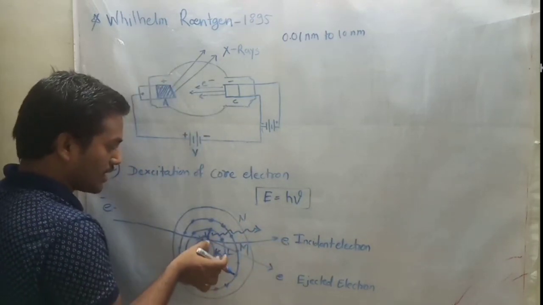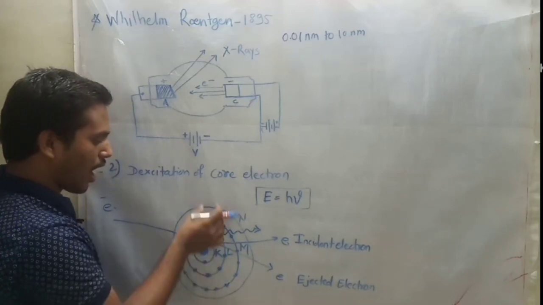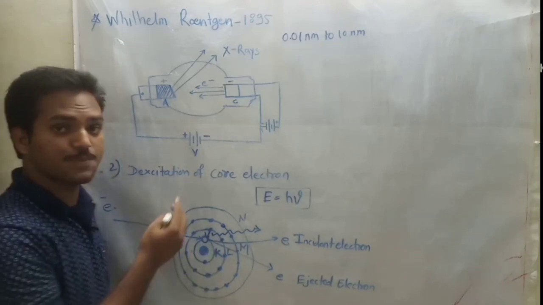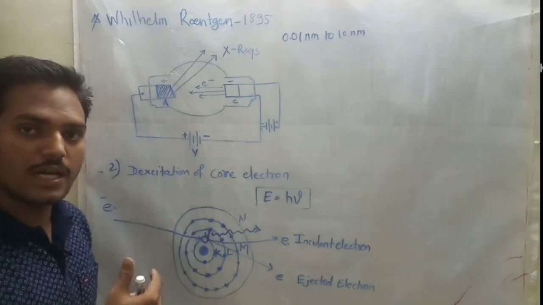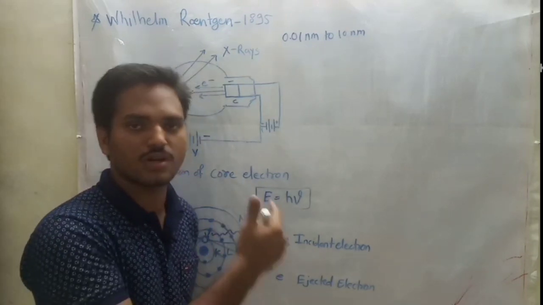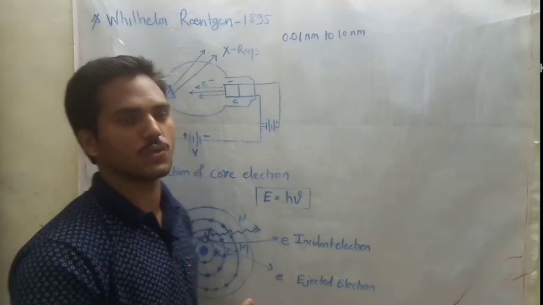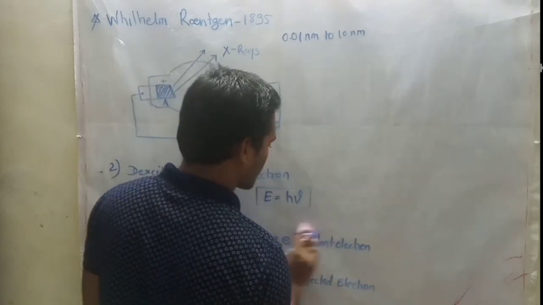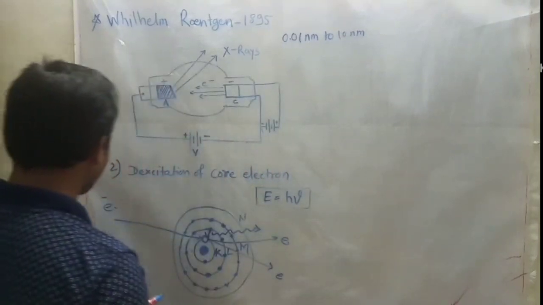In this phenomenon, many transitions happen, and these transitions produce different spectral lines. These spectral lines have different components, and they form different series also. I am trying to draw here the energy level diagram of these transitions.